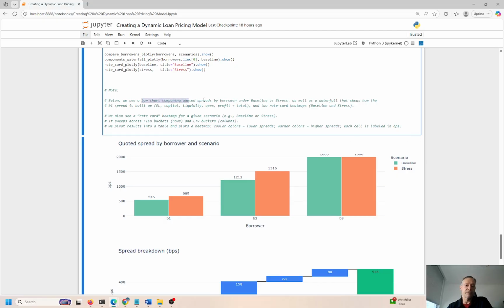So here we see a bar chart comparing quoted spreads by borrower under baseline versus stress. B1 is probably pretty typical here. B3, usually those don't work out exactly the same in terms of baseline and stress, but that could definitely happen. And again, these are simulations, right? So we're trying to create a scenario that hasn't really happened yet, but we know essentially from historical events in the economy, either endogenous or exogenous, what kind of impact that could have. Endogenous would be internal, exogenous would be coming from the outside.